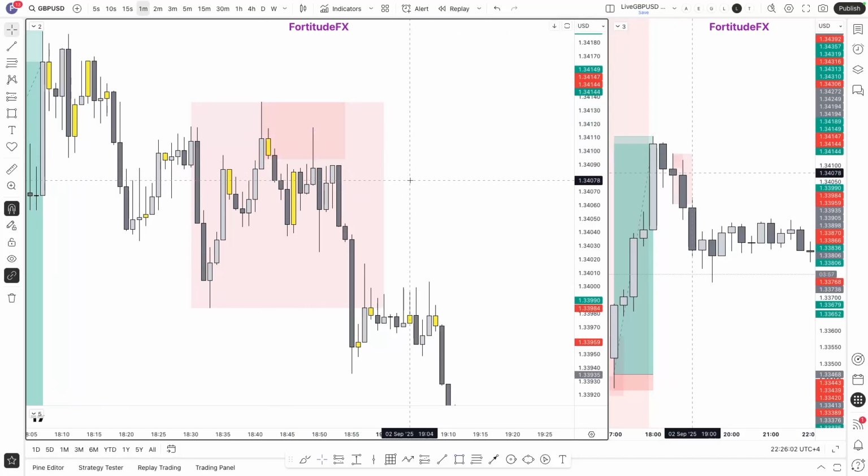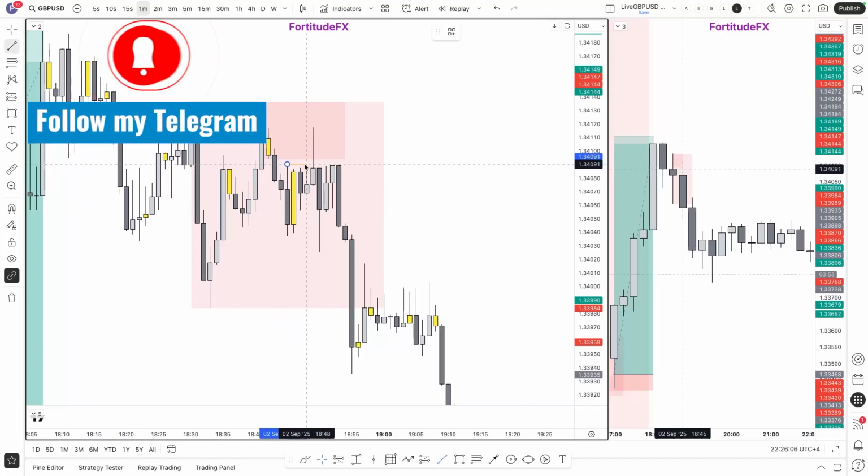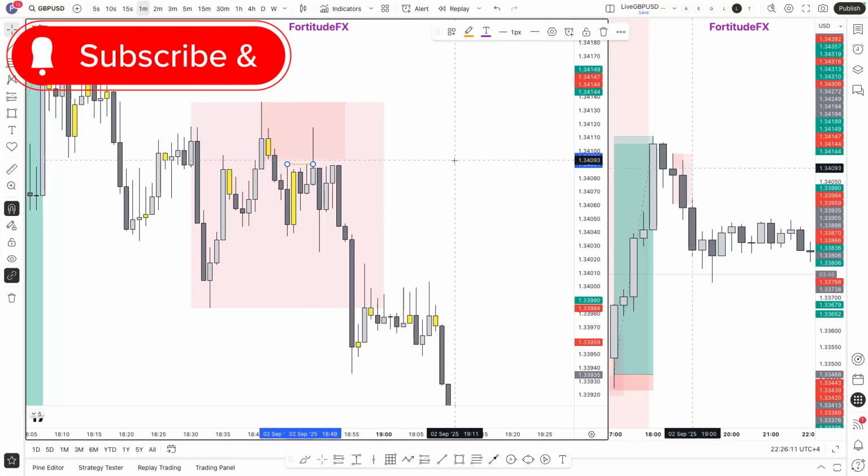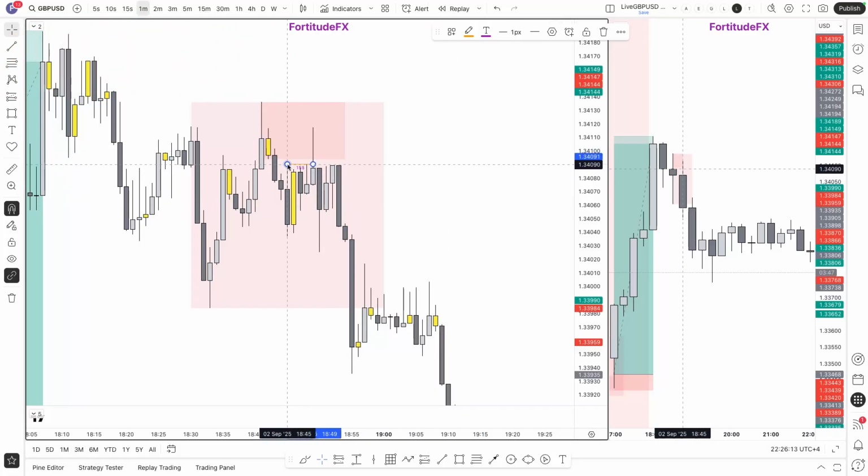And where is your liquidity point? My liquidity point is right there. And I'll explain this in a minute. Why is this my liquidity point? Because this high broke this fractal low, right? And then it got swept, right? So this high broke this low and then it got swept.